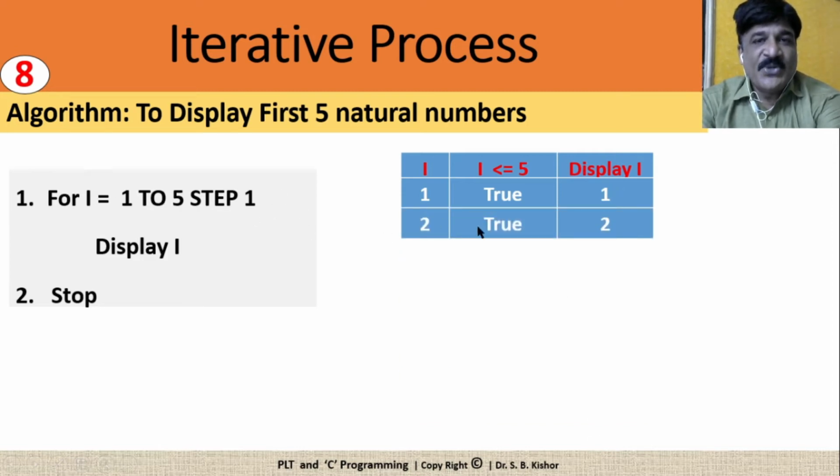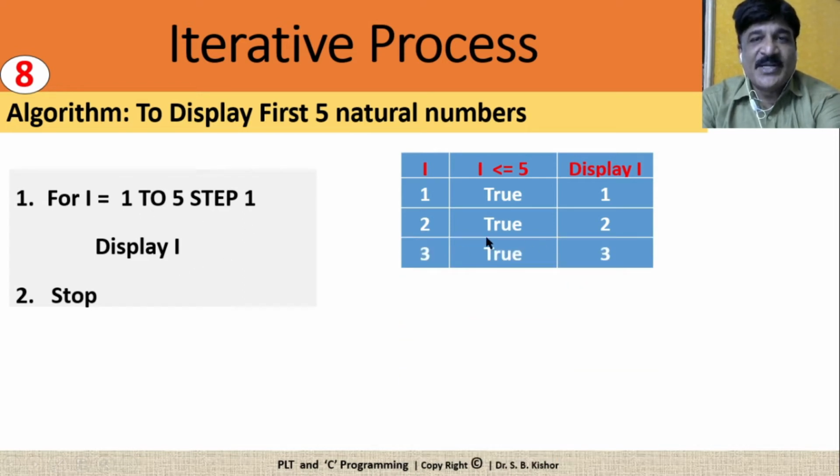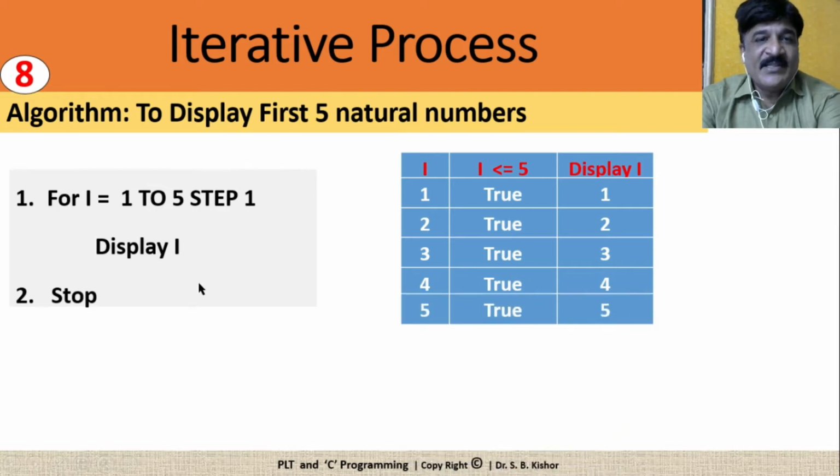So 2 is less than 5, yes, so we display the value of I, that is 2. Then again the control is transferred to the step and I becomes 3. 3 is less than 5, yes, the condition is true, so display the value of I, that is 3. Then the value of I will become 4. 4 is less than 5, yes, the condition is true, so display the value of I, that is 4. Then the value of I will become 5.